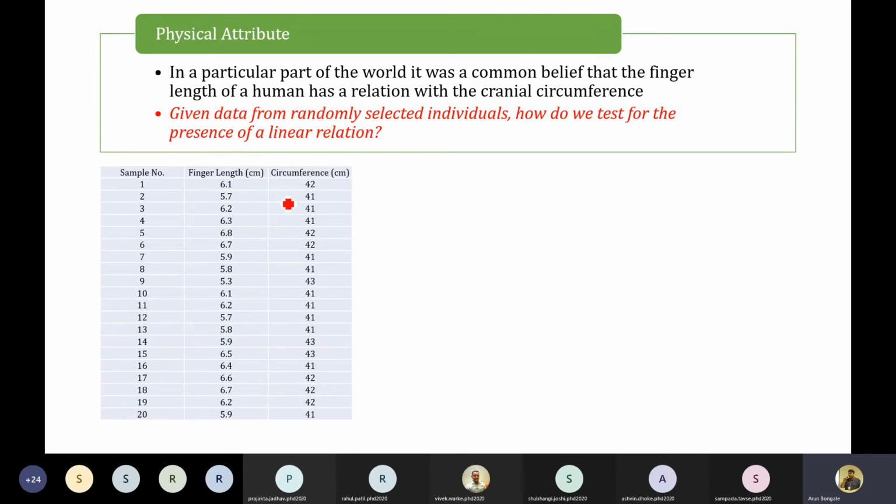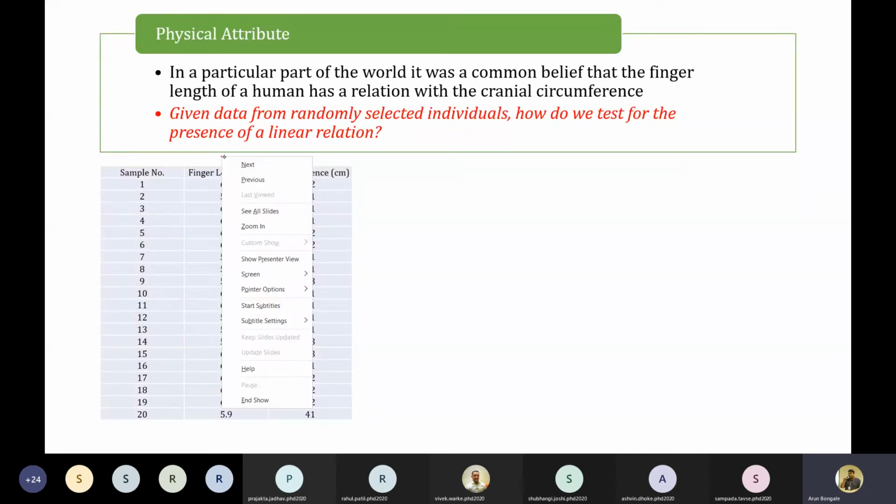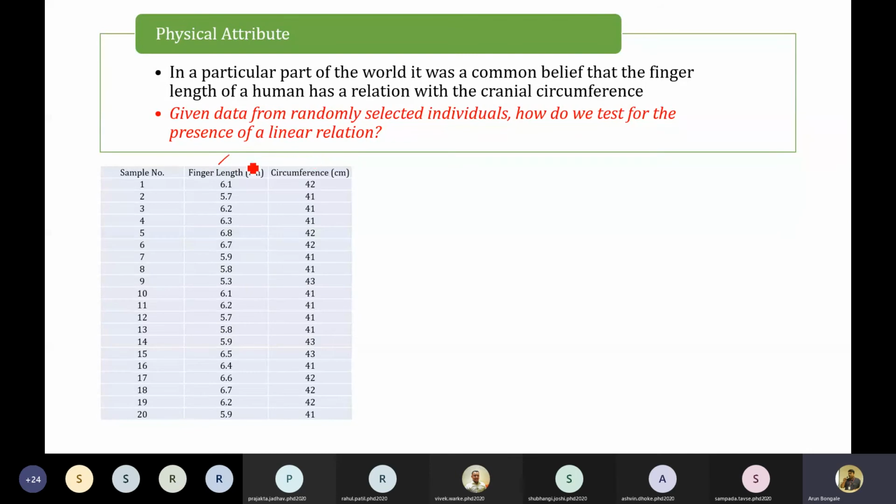So, if one varies, the other automatically changes with respect to the proportion, right? If I call this variable 1 x and this variable y, then x is the independent variable and y becomes the dependent variable, which is dependent on x.